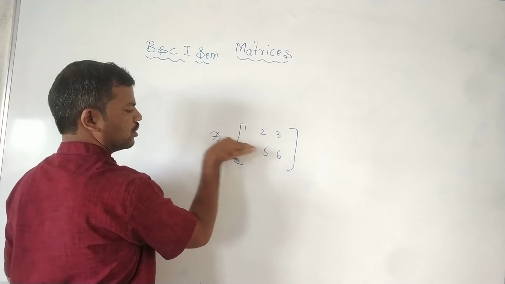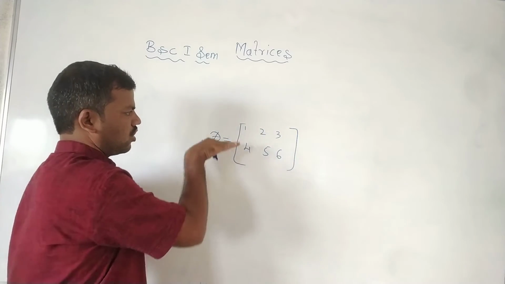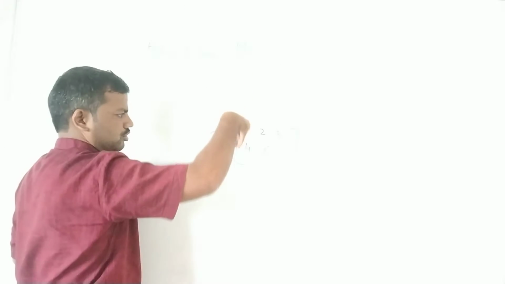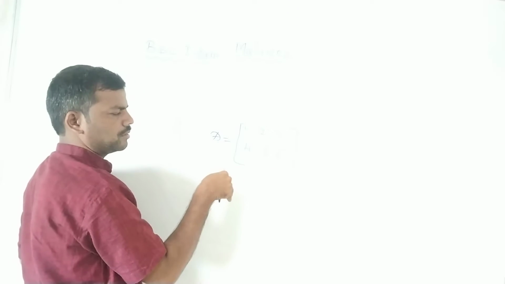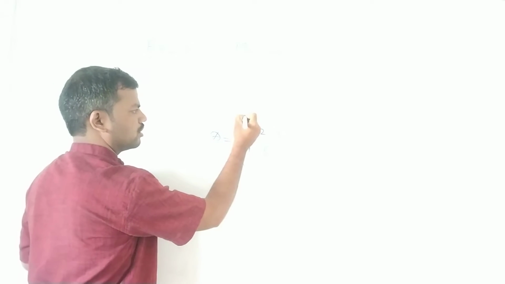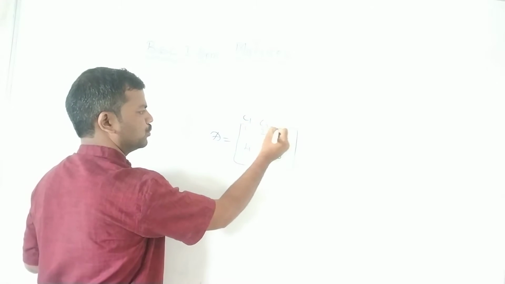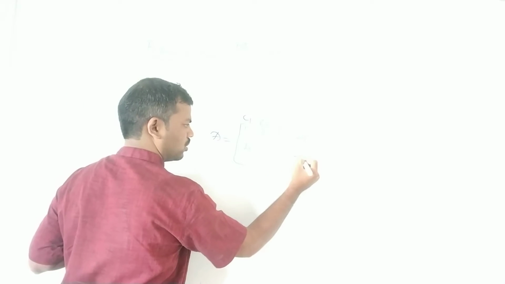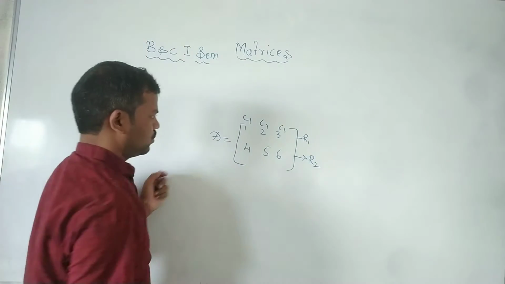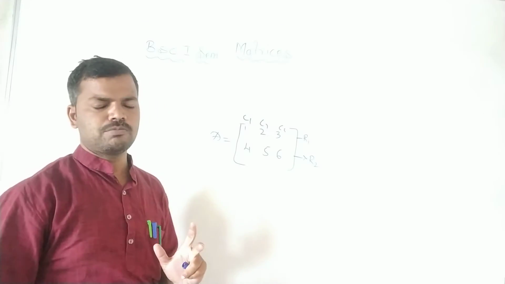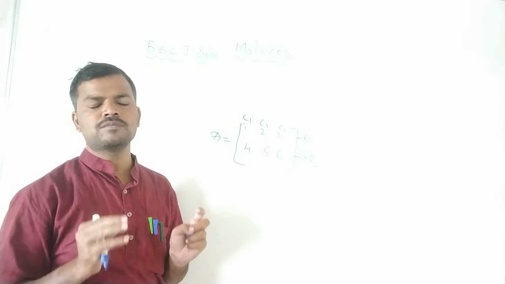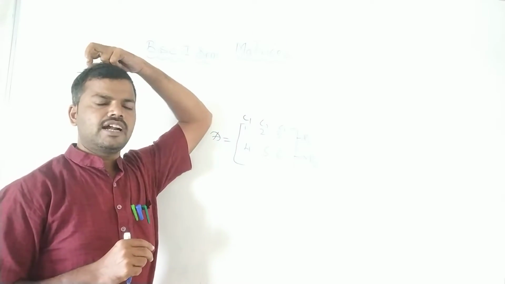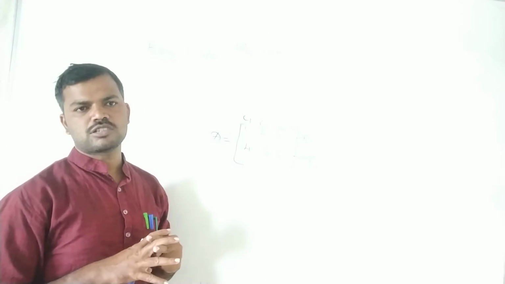Horizontal lines are called rows. The horizontal way of arranging numbers is called rows, and the vertical arrangement is called columns. We denote columns as C1, C2, C3, and rows as R1, R2. So the arrangement of numbers in rows and columns is called a matrix. And we have also studied the types of matrix.